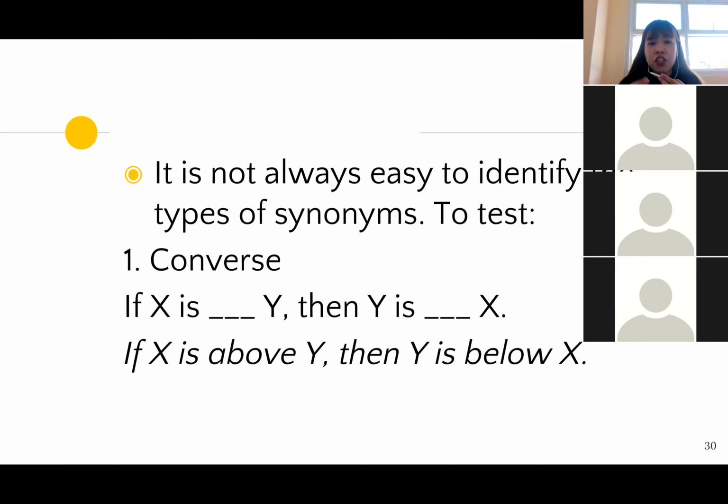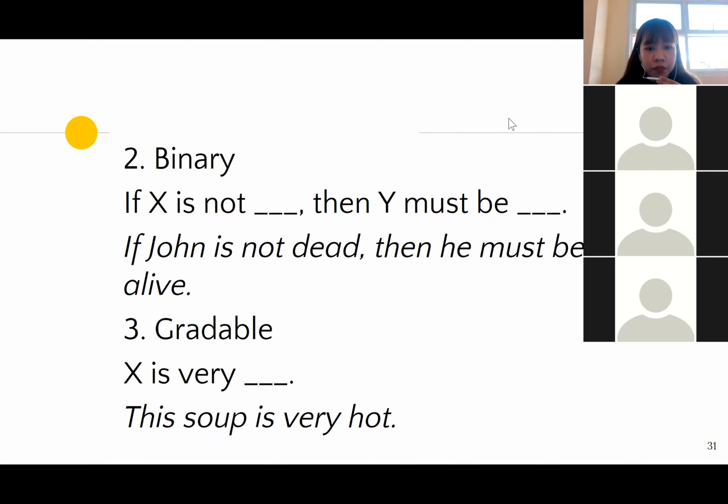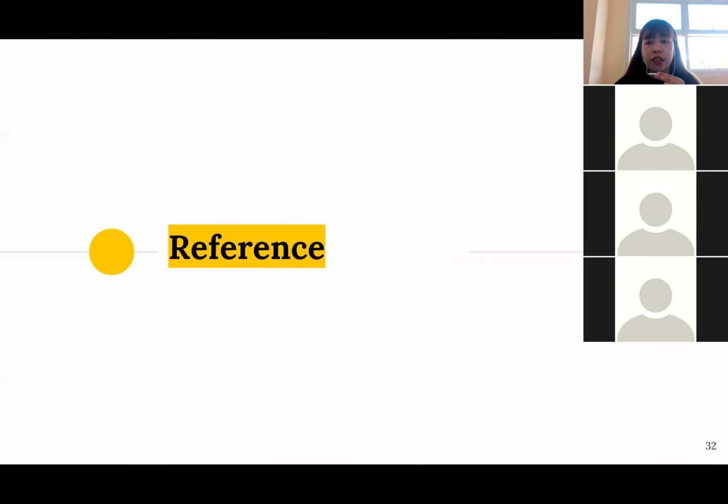So next, this is just some tests to identify the different types of synonyms. But don't worry, we will not dwell on that so much. Okay, let's hurry up because it looks like it's raining or about to rain here in school. Don't worry, since this is recorded, I will post this as well later.